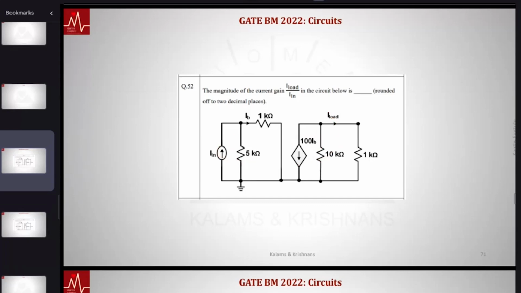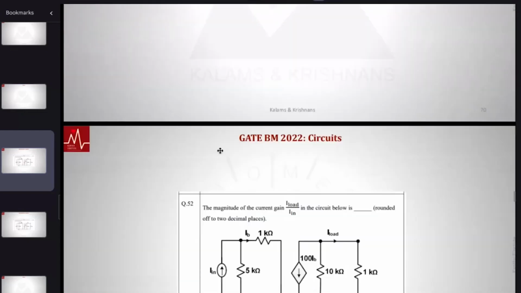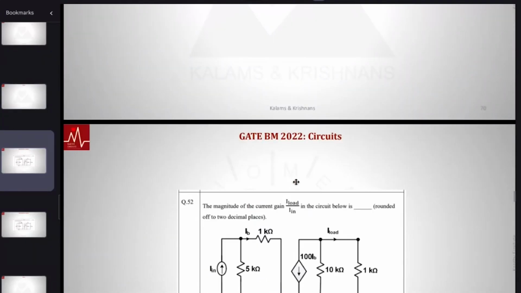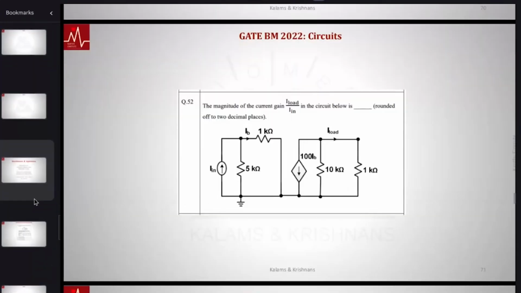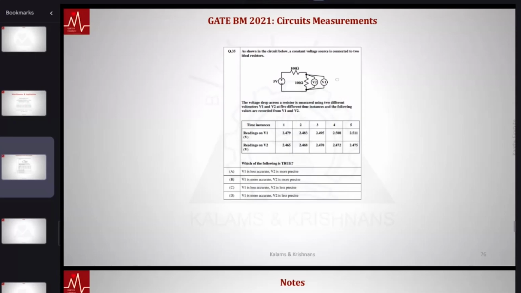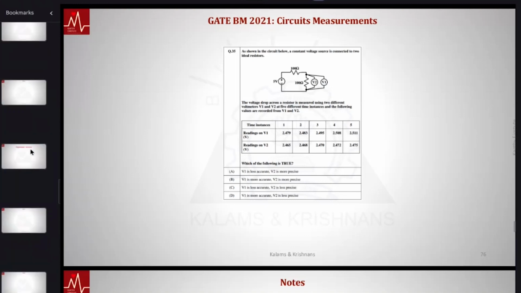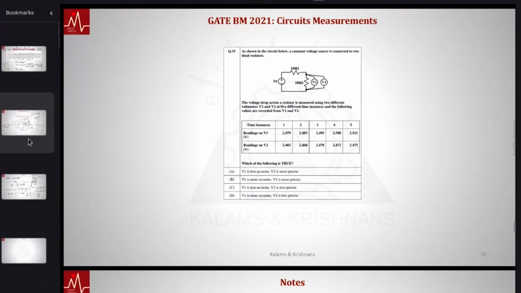This involves this new concept, a dependent source, but it is fairly easy. If you look at the 2022 discussion, you can find the solution for that, and that's it. At this stage, these are questions from measurement, I suppose. A circuit is given, but the question is which is accurate and which is precise, which is a measurement question. But it's a good place to stop.